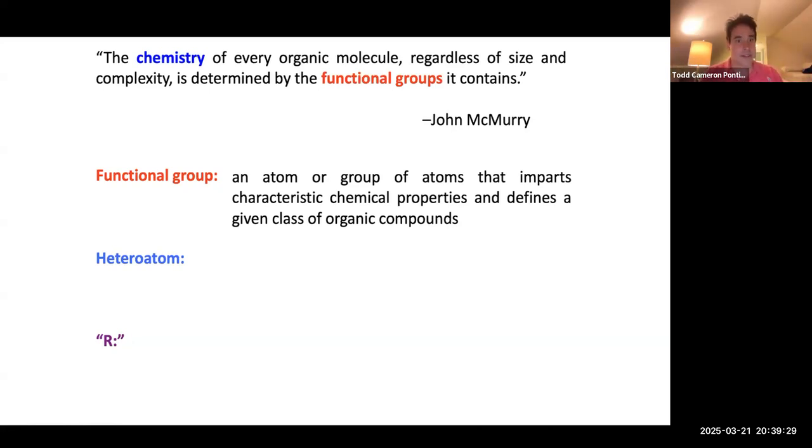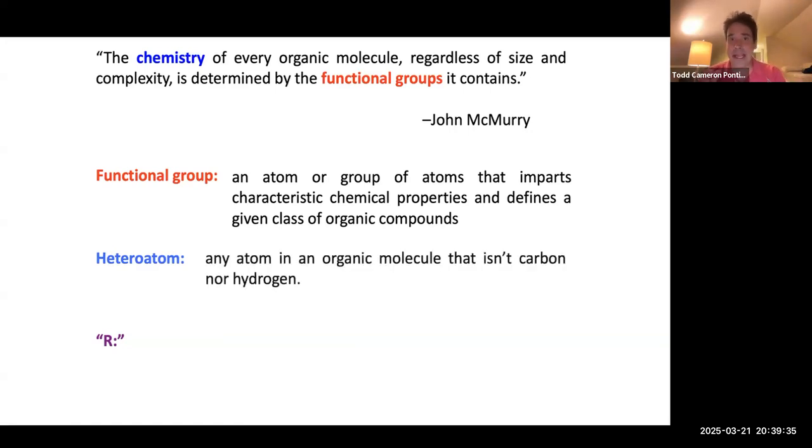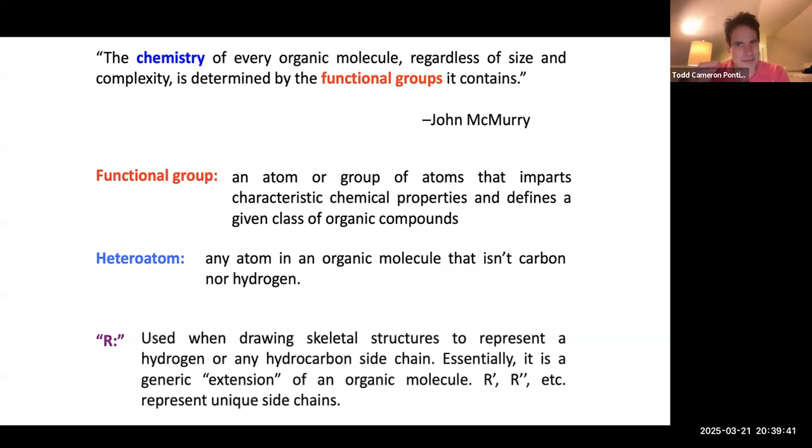Now, before we explore this, it's important to know one and a half other definitions. A heteroatom is any atom in an organic molecule that's not carbon or hydrogen. And then R. R is just basically a catch-all. It's any extension of an organic molecule. So it's a carbon, and then it could be one carbon, it could be 18 carbons, it could be a billion carbons. It just basically says that the molecule keeps going.